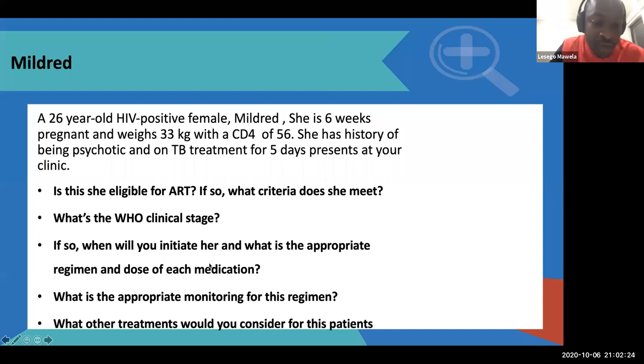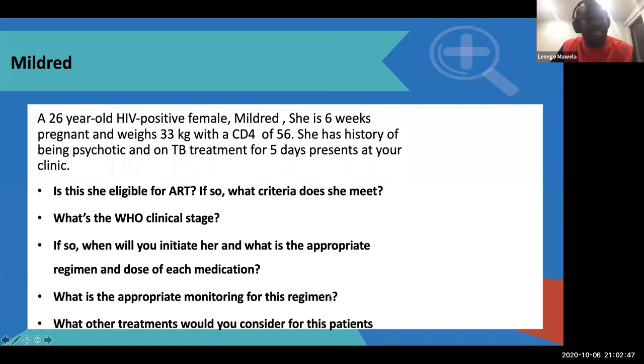I hope so, right? And then what is the appropriate monitoring of the regimen? Our regimen is abacavir, you don't need to do any blood test. Lamivudine, no blood test. Lopinavir, ritonavir, yes, you want to monitor diarrhea. You want to do your lipid profile when the patient has taken lopinavir, ritonavir for 3 months, right? That's what you want to do.